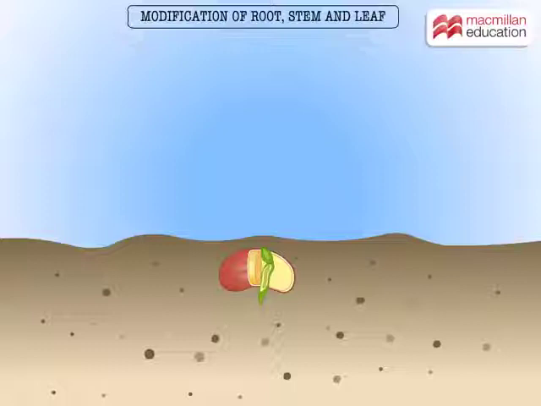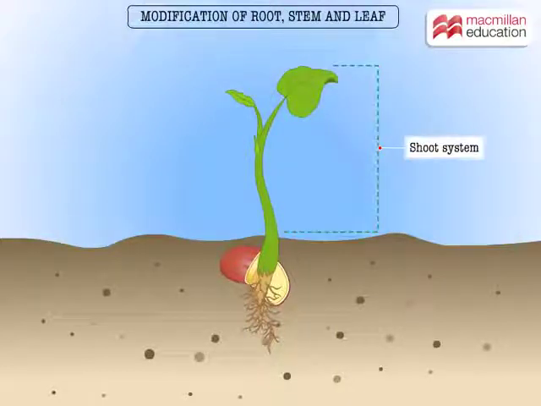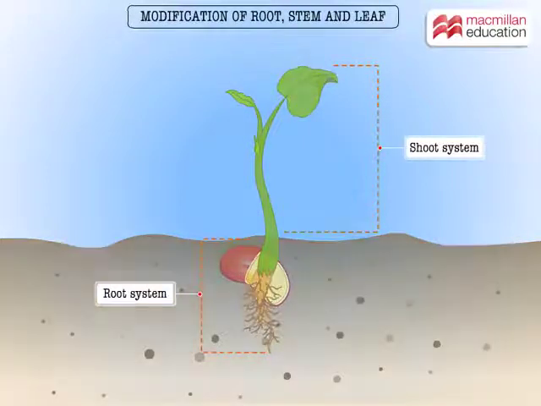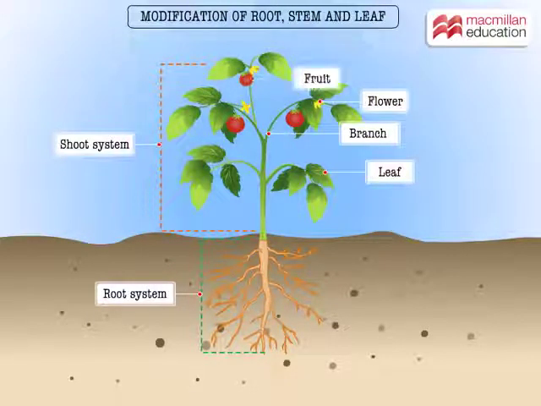Do you remember what happens to seeds after germination? The part that grows above the soil is called the shoot system, and the part that grows underground is the root system. The shoot system consists of branches, leaves, flowers, and fruits.